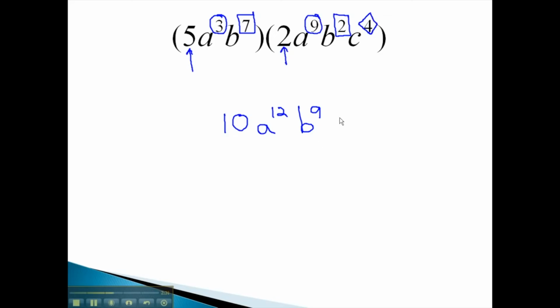There is also a c to the 4th for a total of 4 c's multiplied in the expression. This gives us our final answer, 10a to the 12th, b to the 9th, c to the 4th. By adding the exponents on common factors on the bases, we're able to simplify expressions using the product rule.